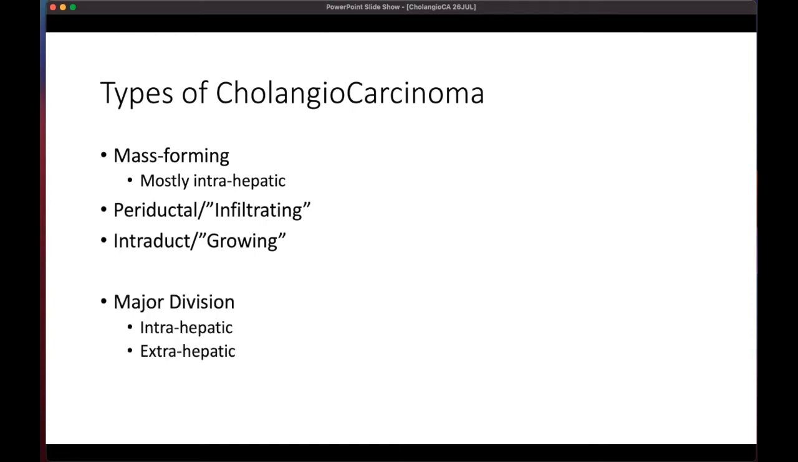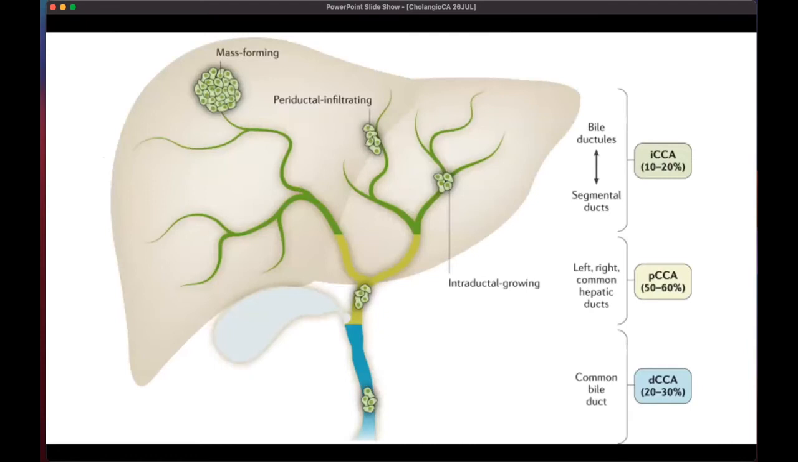And then the major anatomic variation is going to be, our division is intrahepatic and extrahepatic, which I think you guys were talking about. All right, so this is just kind of a picture summarizing that. So mass forming, these are typically going to be in the liver, and they're going to look like a tumor of the liver. That could be a colorectal met, could be a gastric met, could be a HCC, or it could be a cholangio. Now, hepatocellular and cholangio look a little different on imaging, but a lot of times it can be difficult to tell without a biopsy.